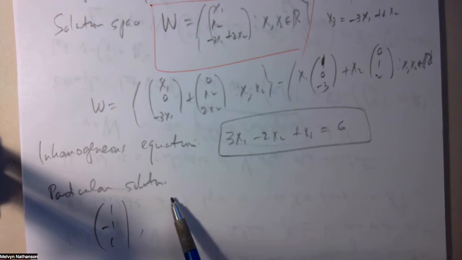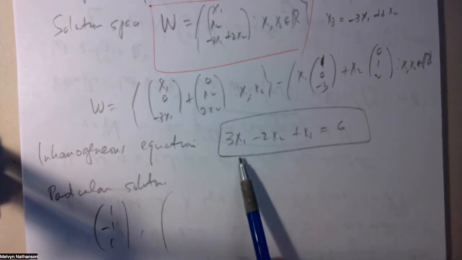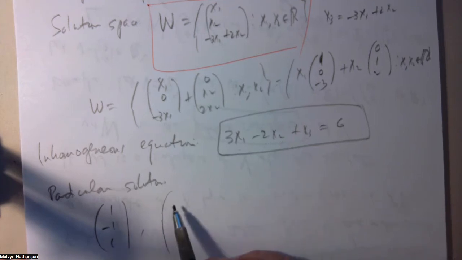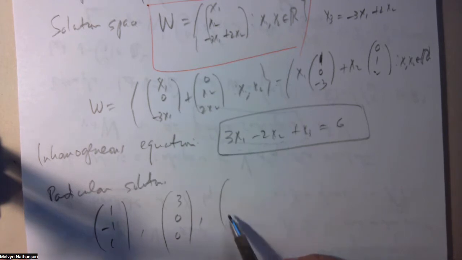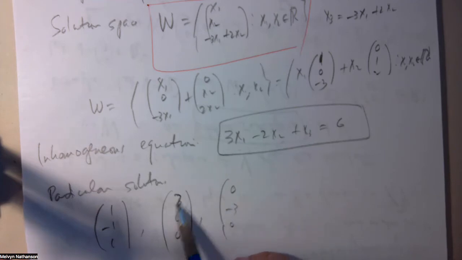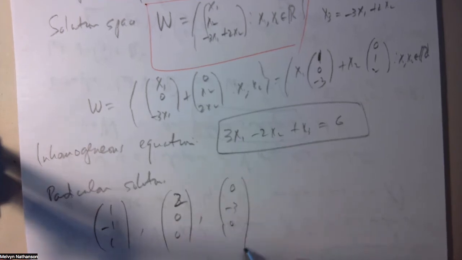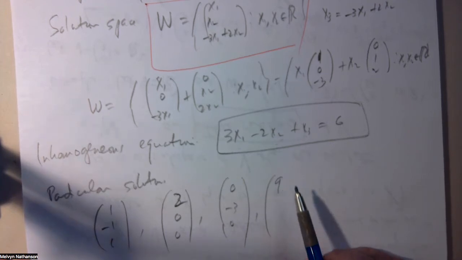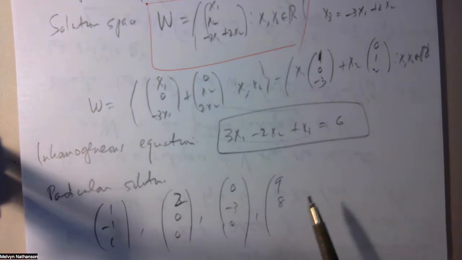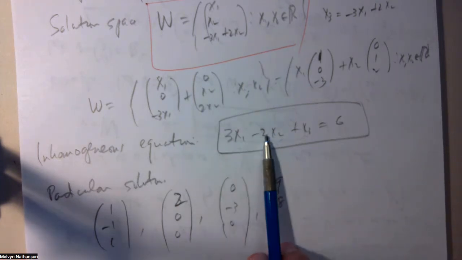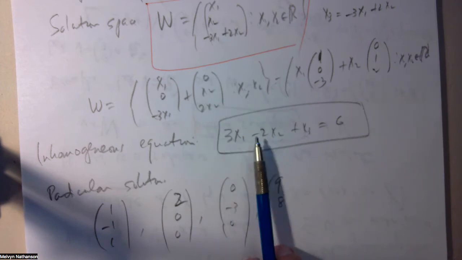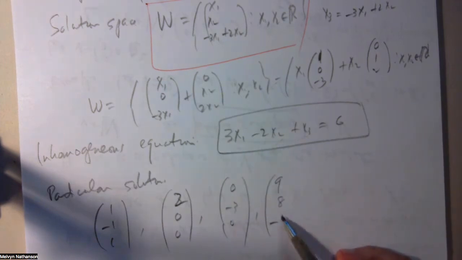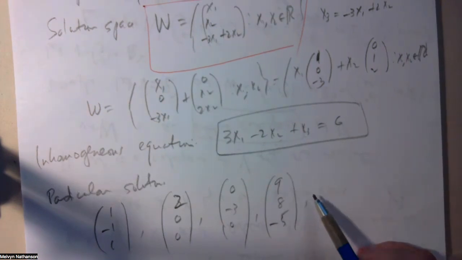An even simpler solution would be to take x1 equal 2 and x2 and x3 to be 0. Or I could take x2 to be minus 3 and x1 and x3 to be 0. Sorry, this should be a 2. 2 times 3 times 2 is 6. Or more interesting solutions, I could take x1 to be 9, x2 to be 8. Let's see, this would be 27 minus 16. 27 minus 16 is 11. Minus 5 would give me 6.